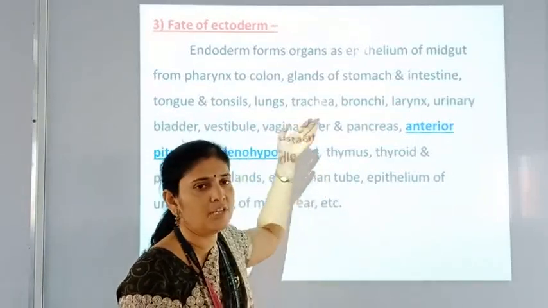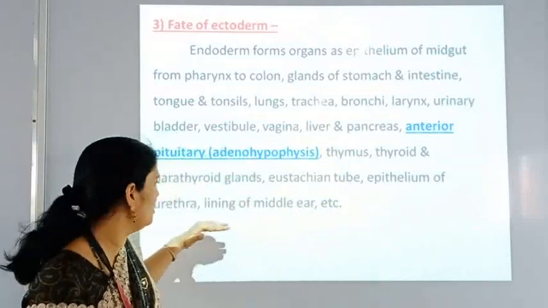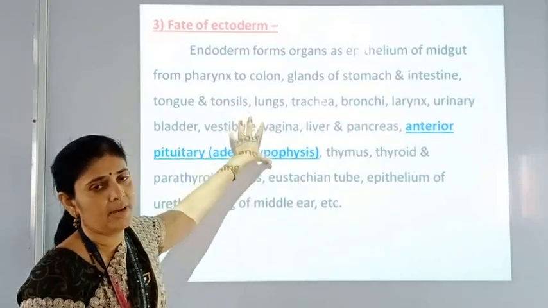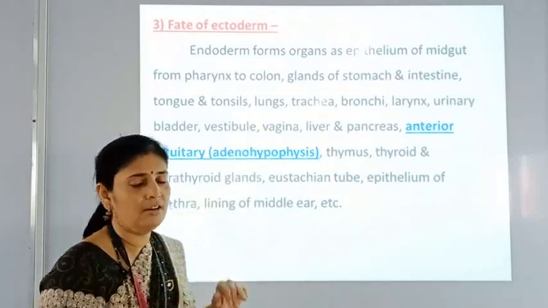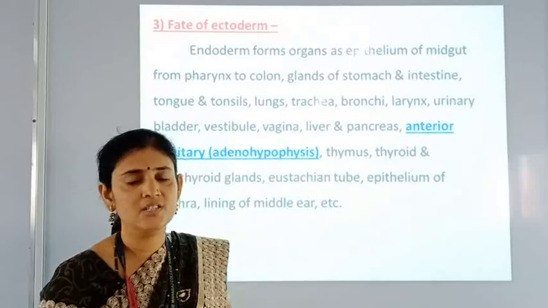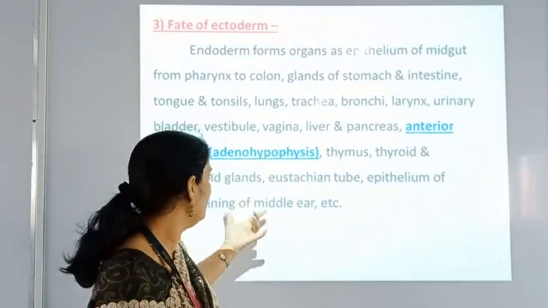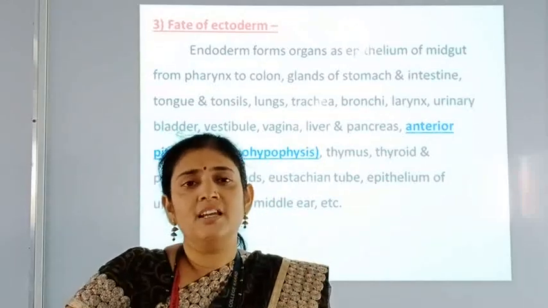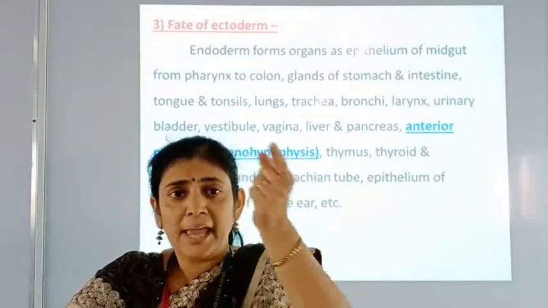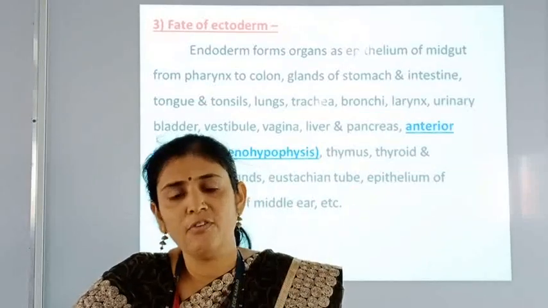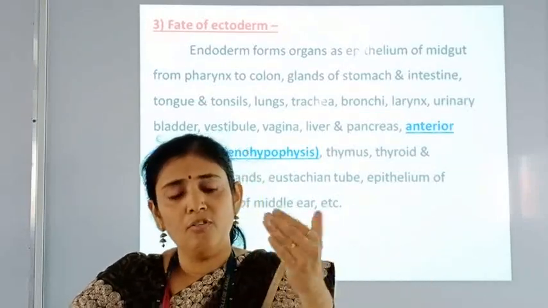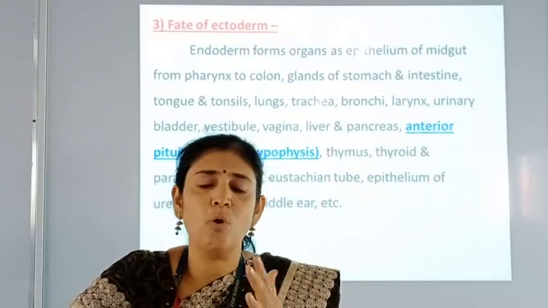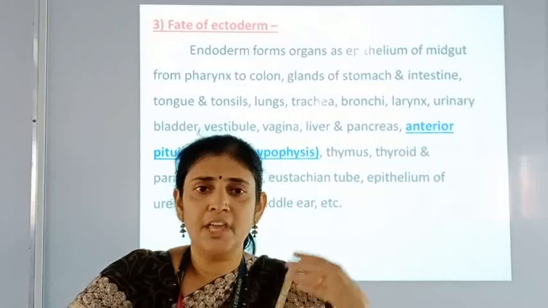That tube is derived from this mesoderm, and the epithelium of urethra and lining of middle ear are formed by this endoderm. So here the epithelium of urethra, that is urinary system, is formed from endoderm, and the parts of middle ear are derived from the mesoderm, but the lining of that middle ear is derived from this endoderm. So from these three different germinal layers, the different body organs are produced, that we have seen.